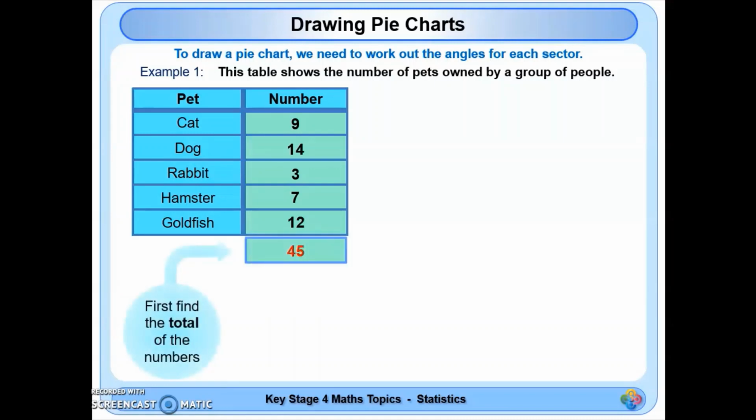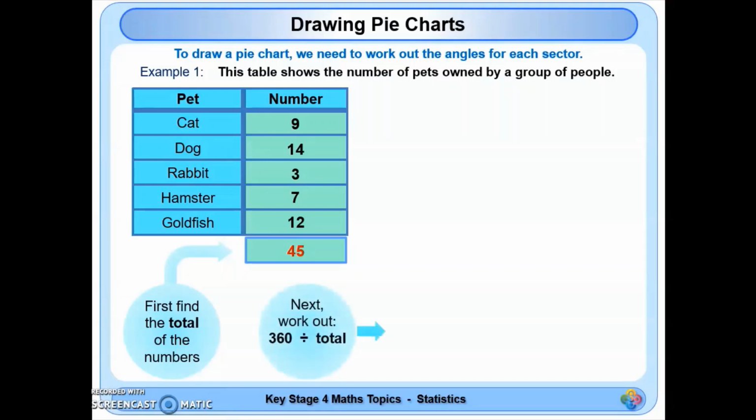First step is we're going to find out how many pet owners there are altogether. We're going to add up the totals in the table. That comes to 45. That's a nice number because 360 is divisible by 45. Usually in an exam question, they will use a nice number like that, which 360 can be divided by. However, if they don't, you'll use the calculator and you might need to deal with a decimal. But in most exam questions, they'll give you a number which 360 is divisible by.